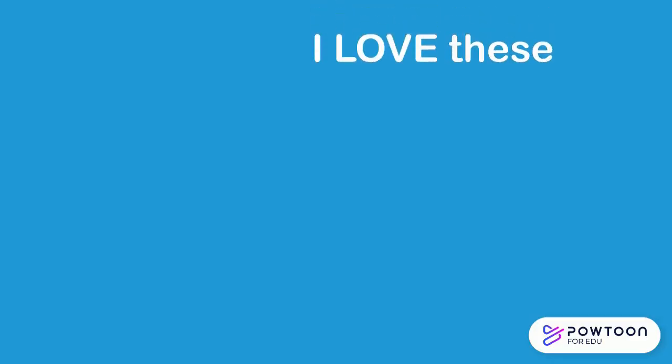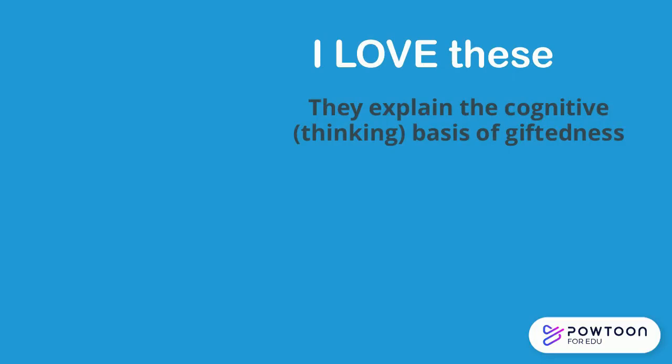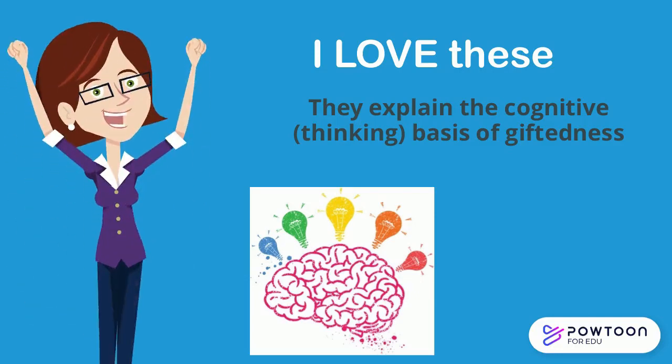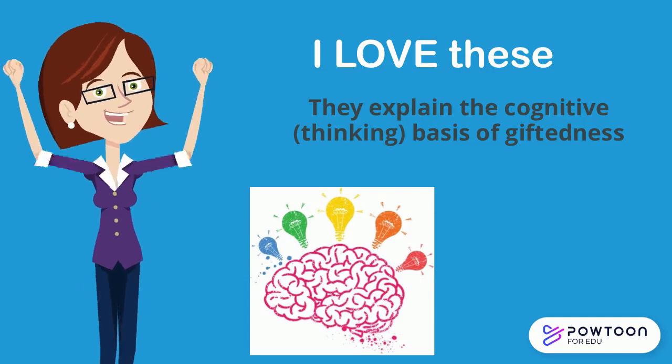These are important topics to look at because the cognitive abilities, or what's happening in the brain, is the most important part of understanding how giftedness works. So we're going to look at theories of intelligence and how it affects student learning.